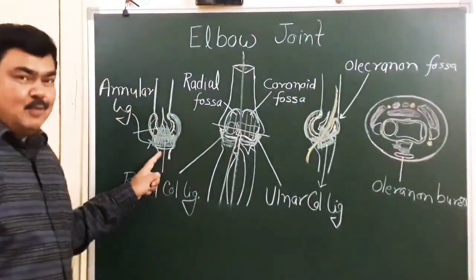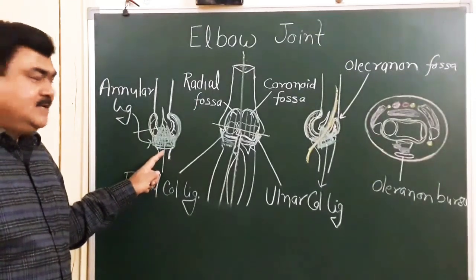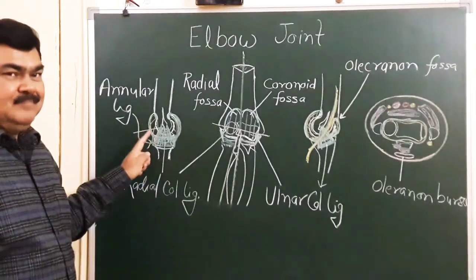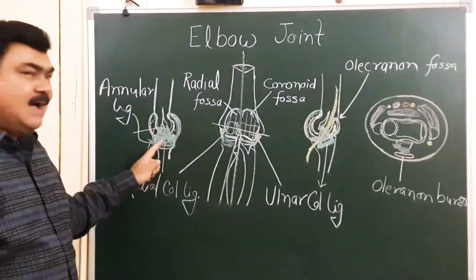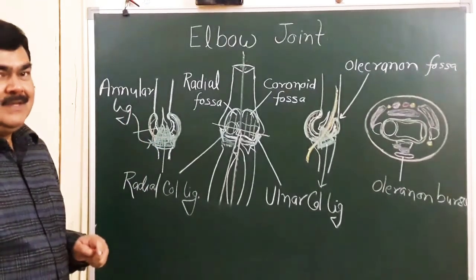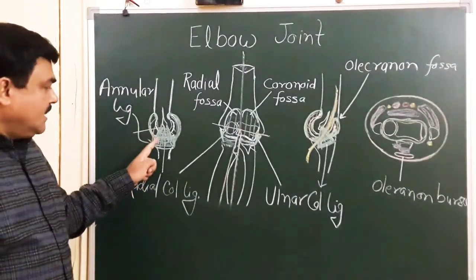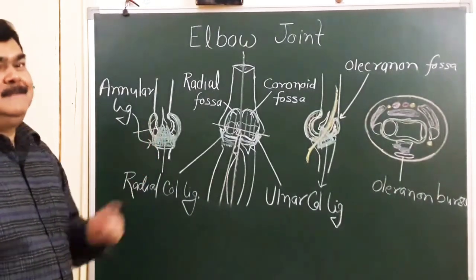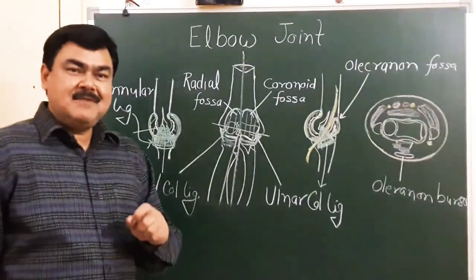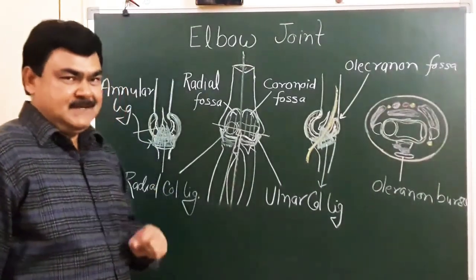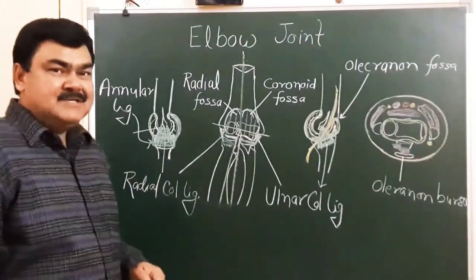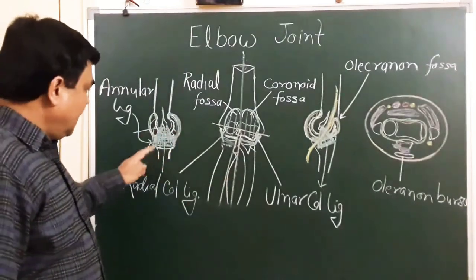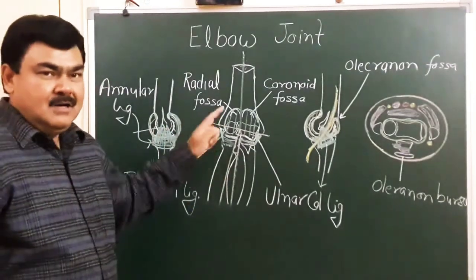In case of tennis elbow, the radial collateral ligament becomes sprained. Some fibers of the radial collateral ligament become damaged, and also the muscle that takes origin from this ligament, extensor carpi radialis brevis. Some fibers of the extensor carpi radialis brevis may be damaged, which causes inflammation over the lateral epicondyle of the humerus. So this area becomes painful in case of tennis elbow.